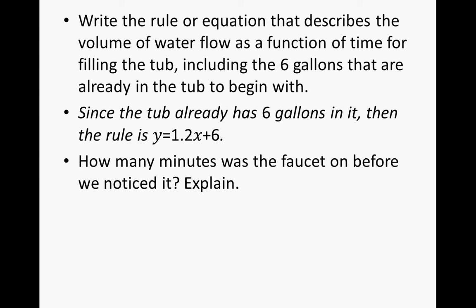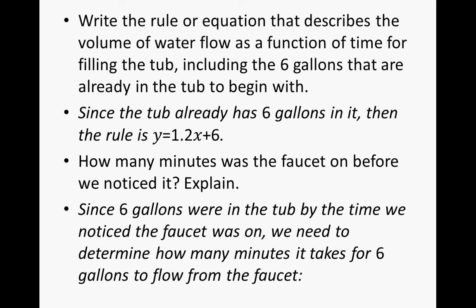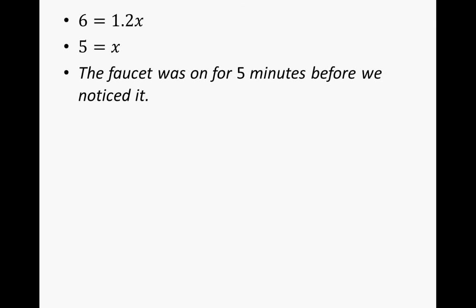How many minutes was the faucet on before we noticed it? Explain. Well, since 6 gallons were in the tub by the time we noticed the faucet was on, we need to determine how many minutes it takes for 6 gallons to flow from the faucet. Well, 6 would equal 1.2 times x, and x would have to be 5. So the faucet was on for 5 minutes before we noticed it.